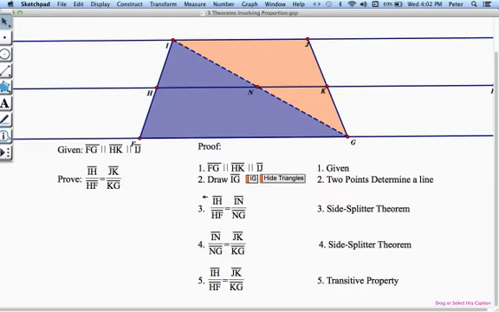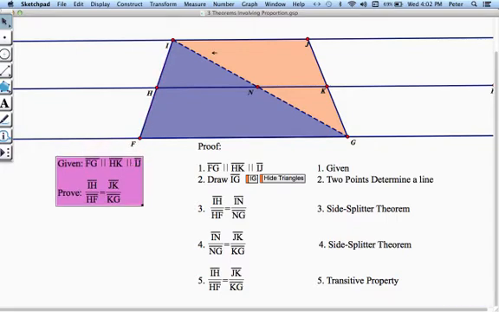So in step 3, you can see that IH, the segment on top, is to HF, just as IN is to NG. In the orange triangle, if you think of it as being an upside down example of the side splitter we just looked at, you'll see that IN to NG equals JK to KG. That's just the side splitter theorem again.